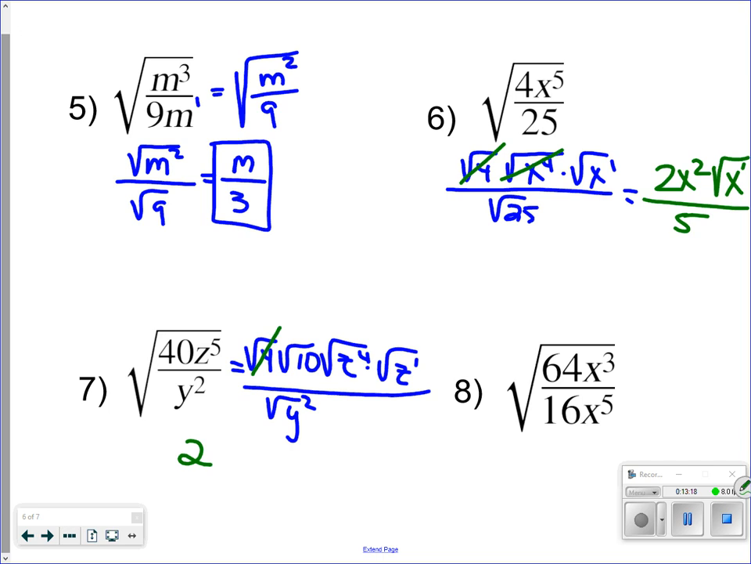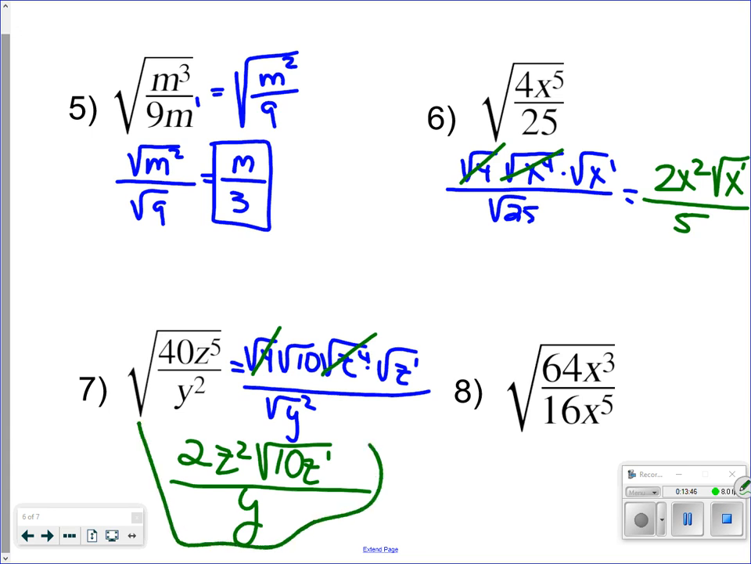Z to the fourth, I'm going to jump over here to the z to the fourth, that's an even power, cut it in half. Z squared. I can't do the 10, and I cannot do z to the first, so I'm going to put those together in the back. 10z to the first, over, and then square root of y squared. That's an even number, cut it in half, y to the first. There you go. That was a lot in that one, number 7.